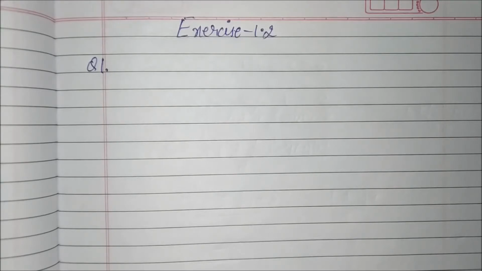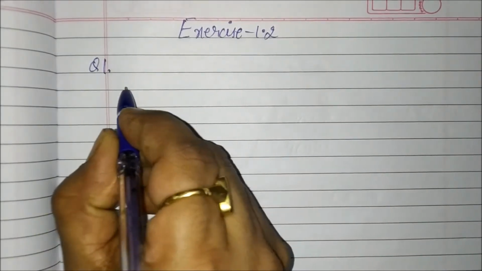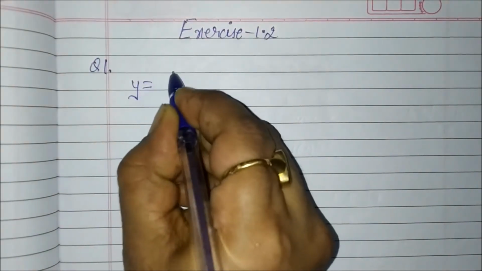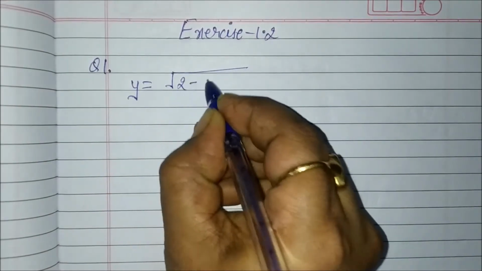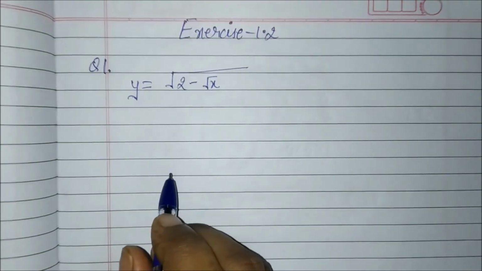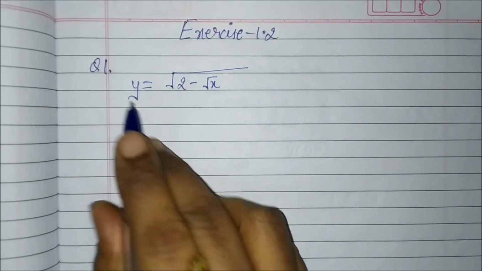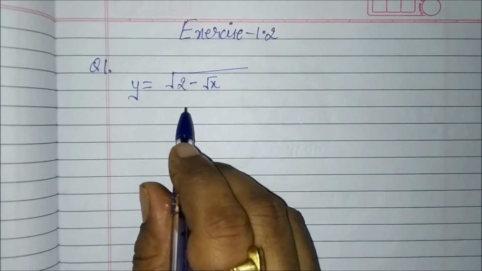Okay, today we will start Exercise 1.2. The first question is: find the derivative of the function y = f(x) using the derivative of the inverse function, that is x = f inverse(y). So in the following question we have to find the derivative using the inverse function. The first part is y = square root of (2 minus root x). See how we have to solve.